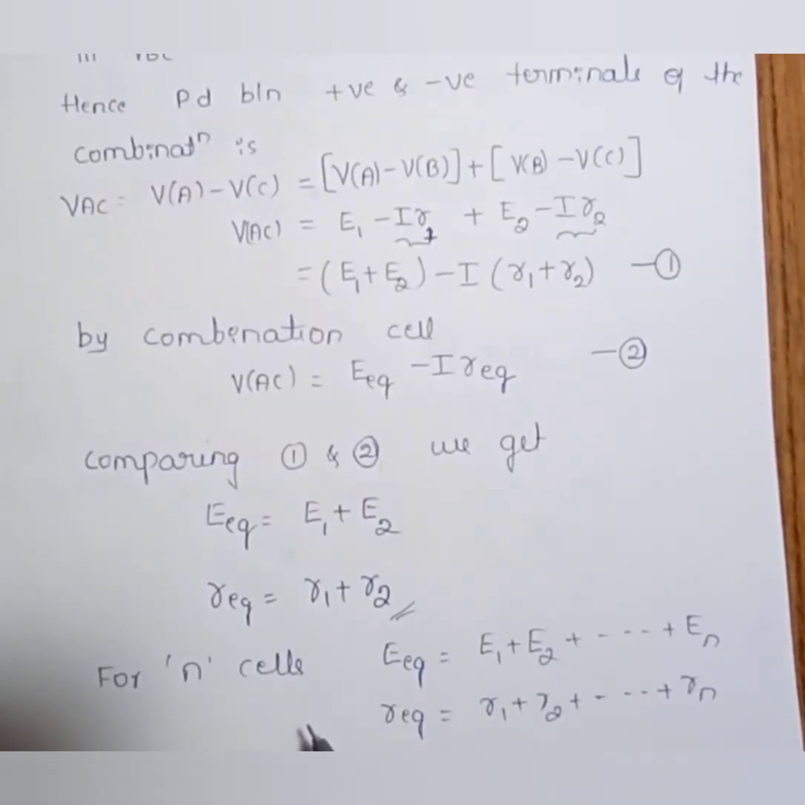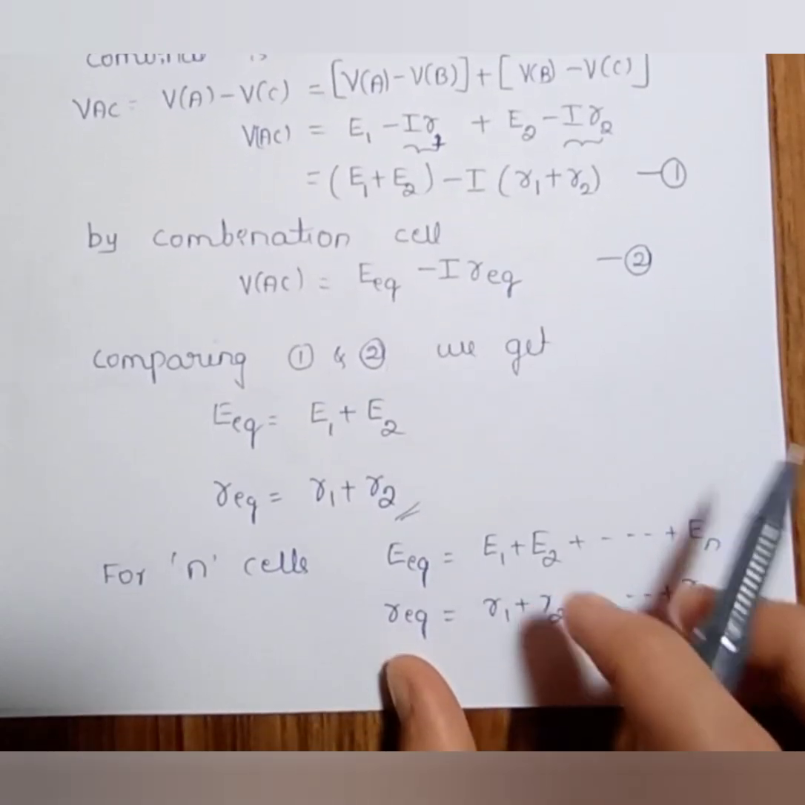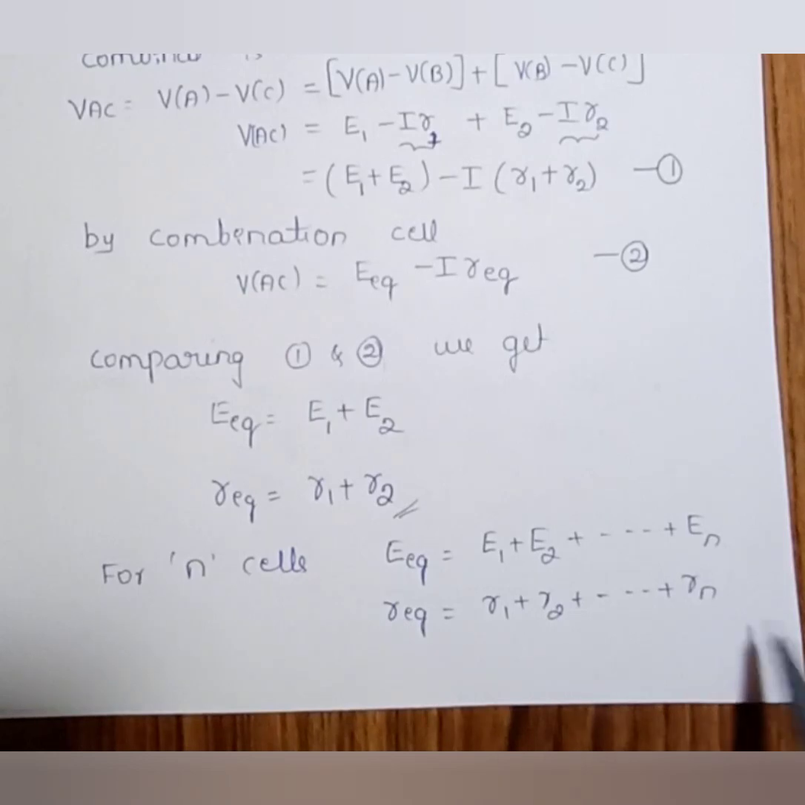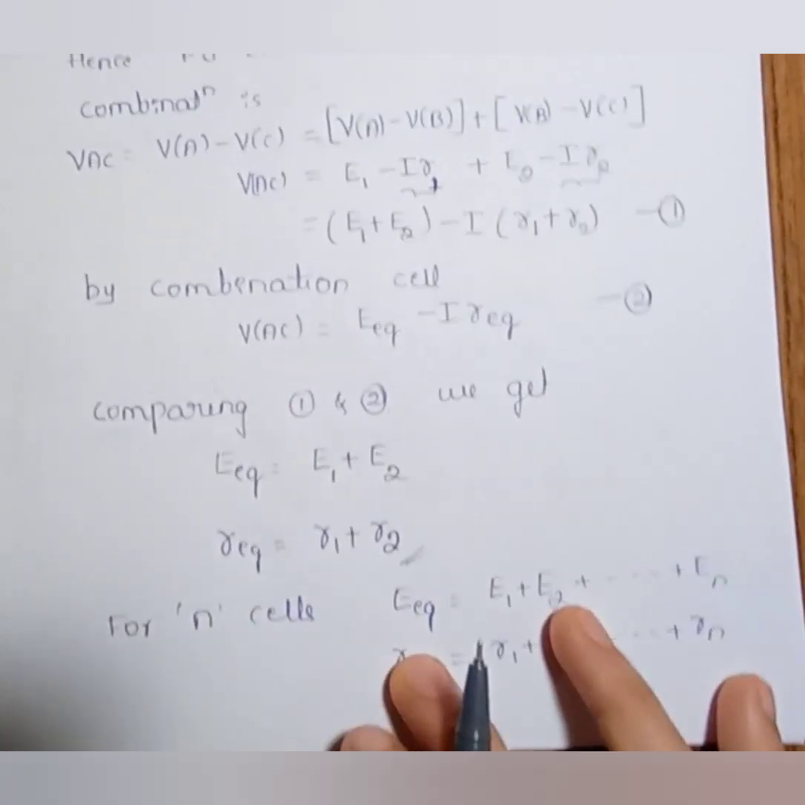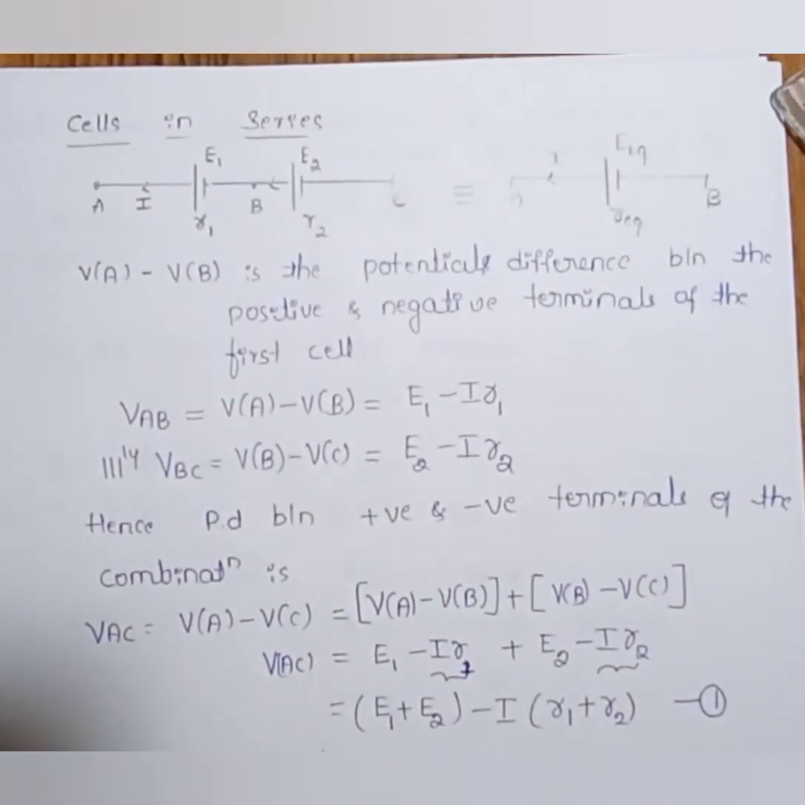If there are n number of cells, then E equivalent can be written as E1 plus E2 plus E3 and so on up to En, and the equivalent internal resistance can be written as the sum of individual internal resistances, that is R1 plus R2 plus R3 and so on up to Rn. And this derivation is important for 5 marks.